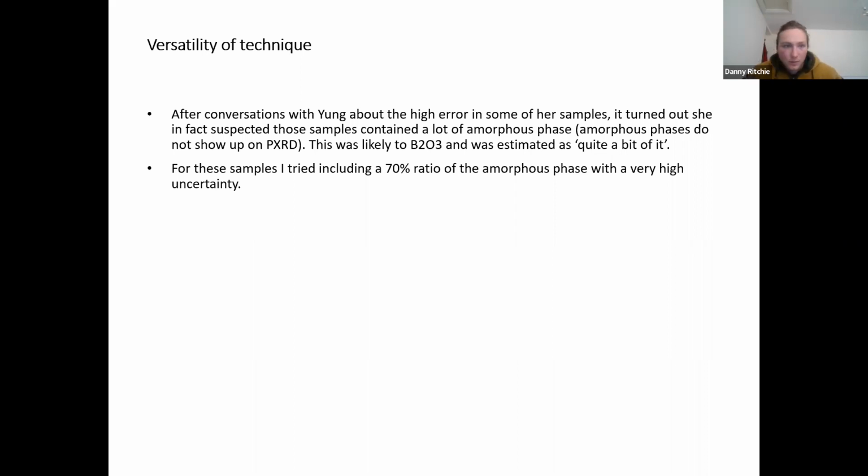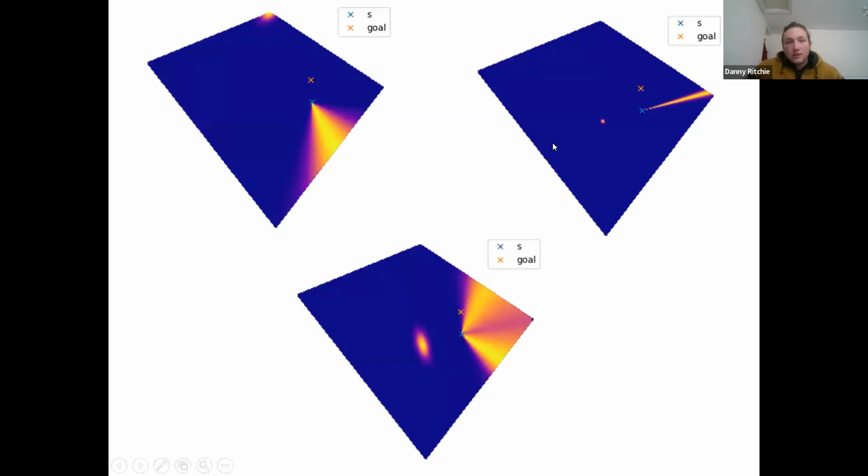So what I then did was that for those samples 6, 7, and 8, I included a 70% ratio of the amorphous phase with a very high uncertainty on it, just to see what could happen. So here we have it with no change. These are all for the same sampled point. So I haven't added in the amorphous phase in this picture here. In this figure, I've added in the 70% of the amorphous phase, but I've assumed that 70% was accurate. The associated uncertainty on the 70% was still low.